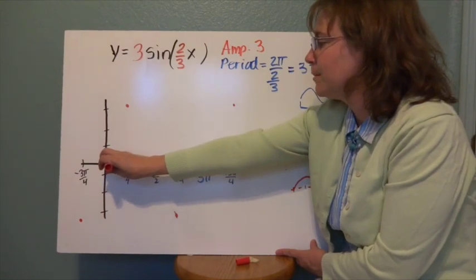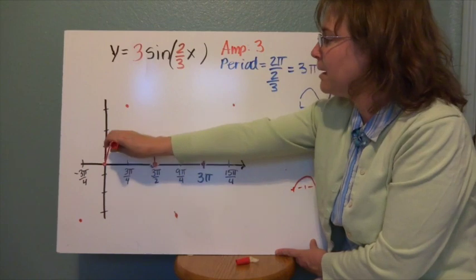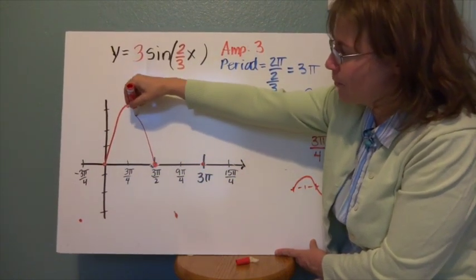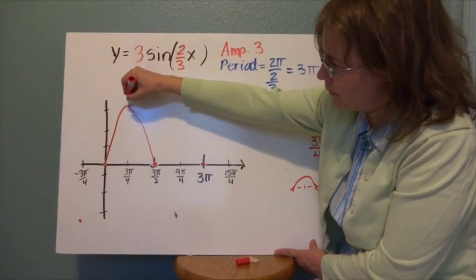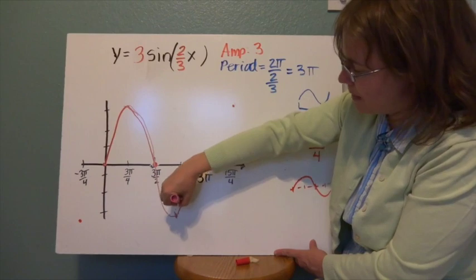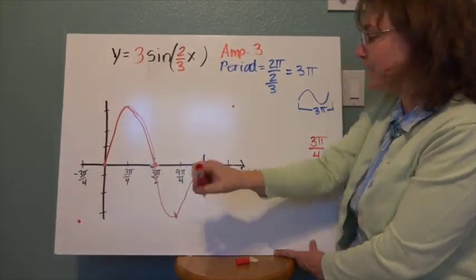Okay, so I'm going to continue. I'm going to start here at my 0. I'm going to go up to my maximum, which is 1/4 of the way through. I'm going to go down to 0. I'm going to go back down to my minimum and back up to 0. So that's 1 period within 3 pi.